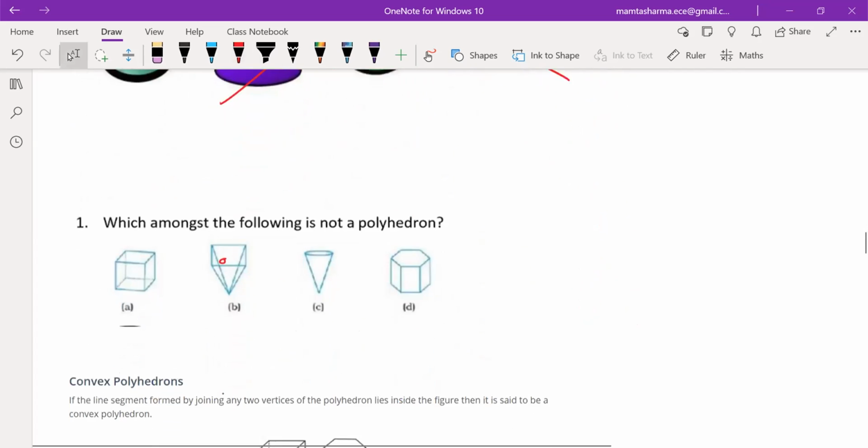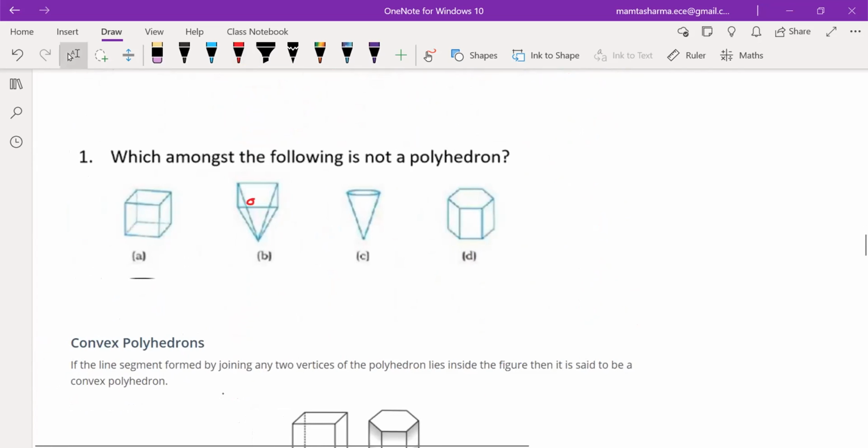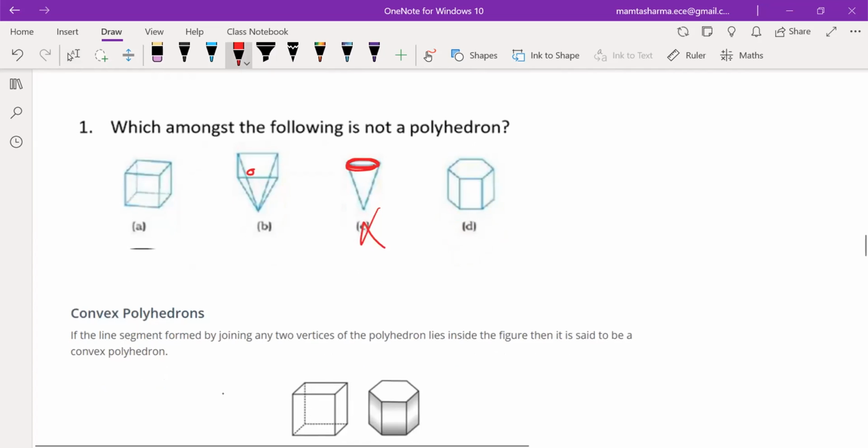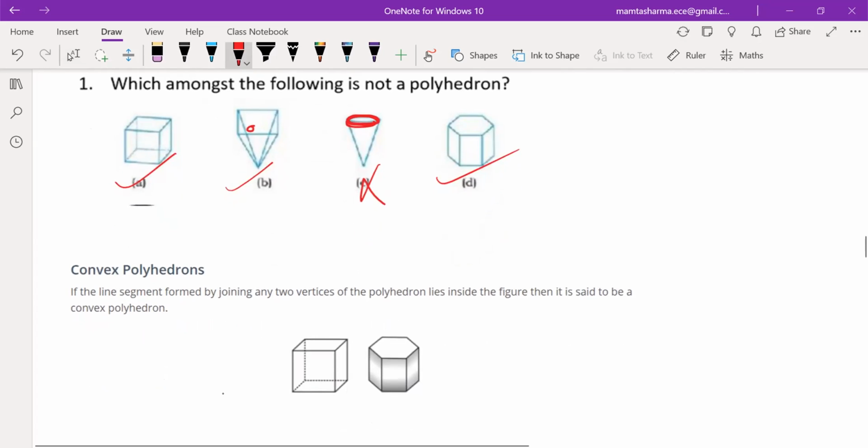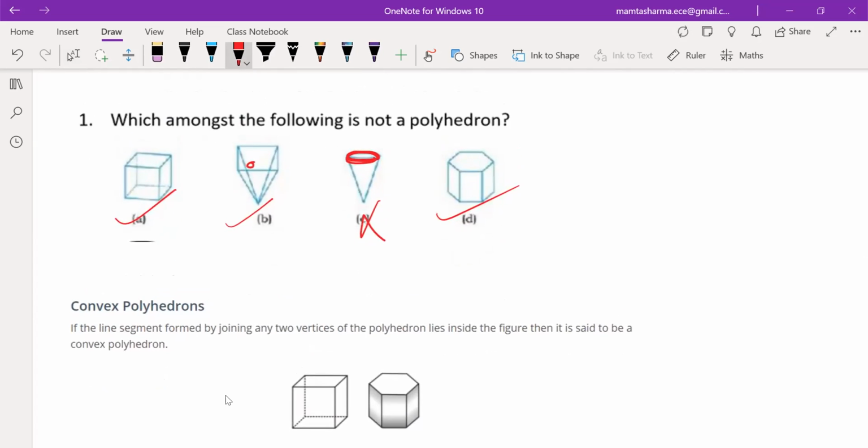Okay. Now we will do a question. Which among the following is not a polyhedron? C is not a polyhedron because it has a curved surface. This is a curve. So C will not be a polyhedron. The others will be polyhedrons, because they all include only flat surfaces. This cone includes a circle, and a circle is a curved surface.